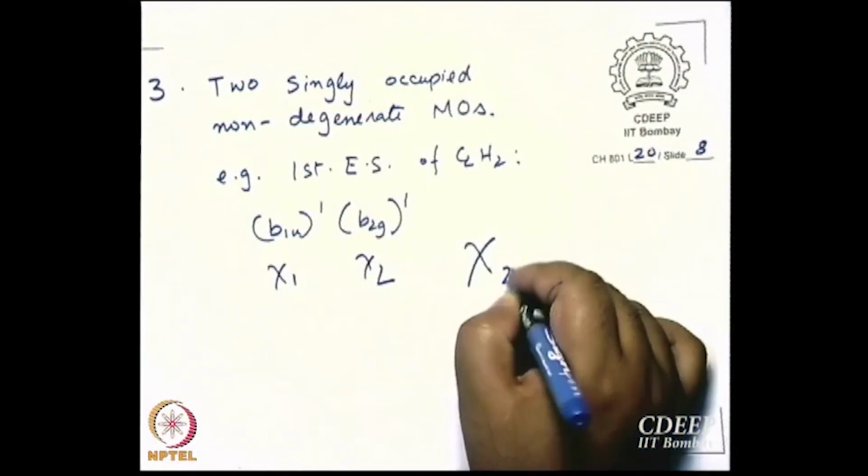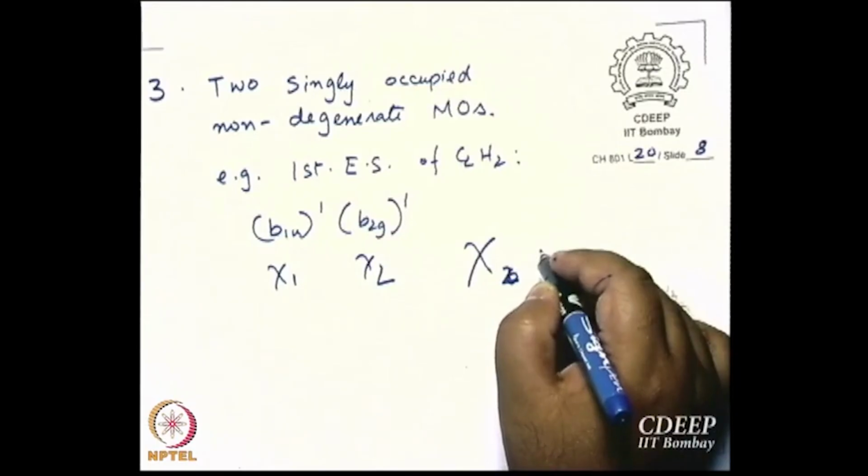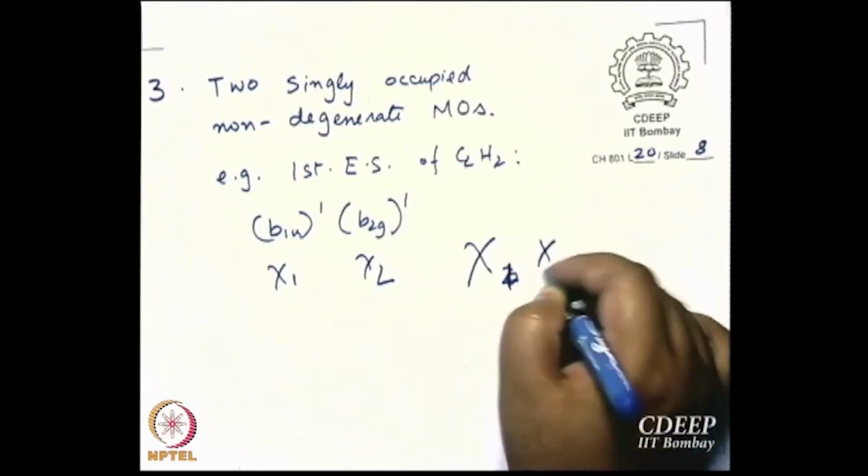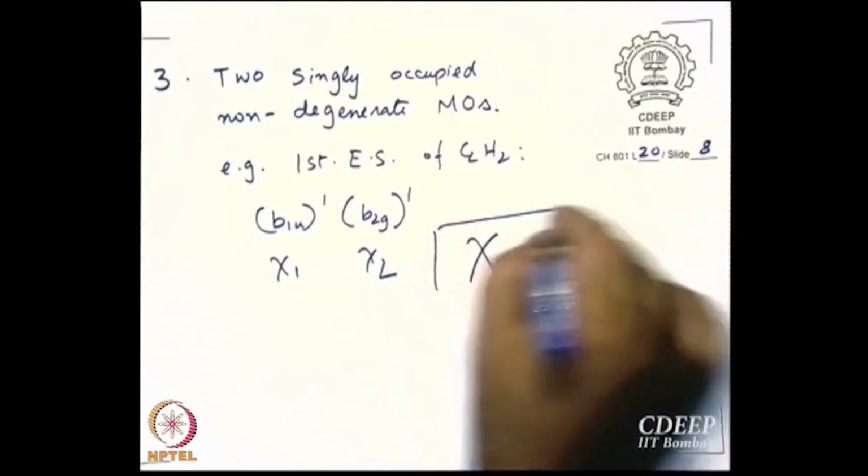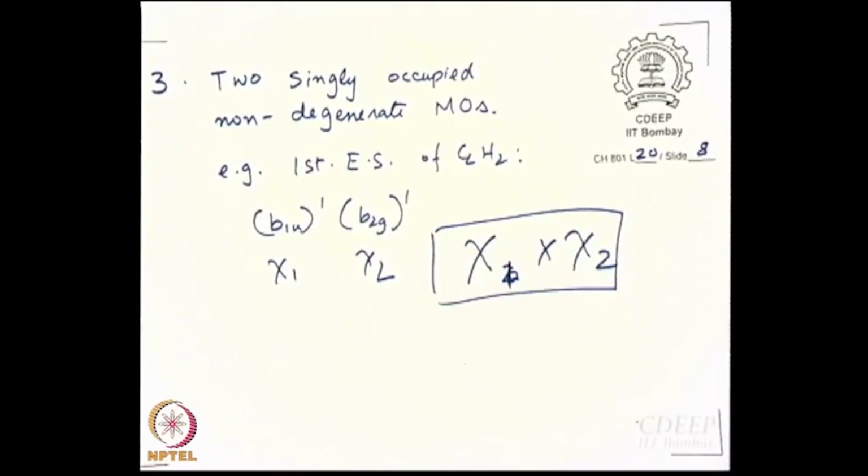Whatever it is, say this is chi 1, say this is chi 2, the state is capital chi, well, capital chi 1 cross capital chi 2. Just take a direct product of these two and I can show you the answer in a convenient form.